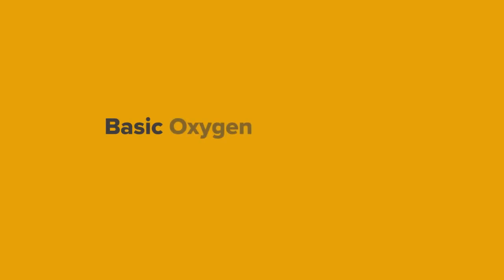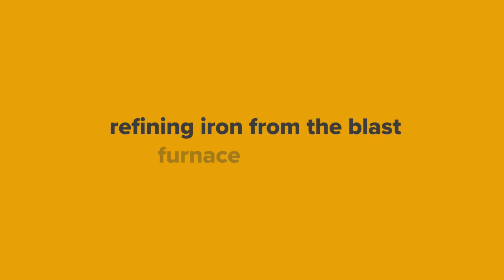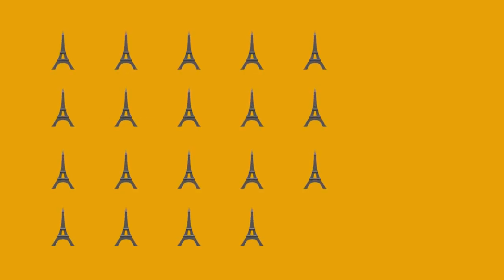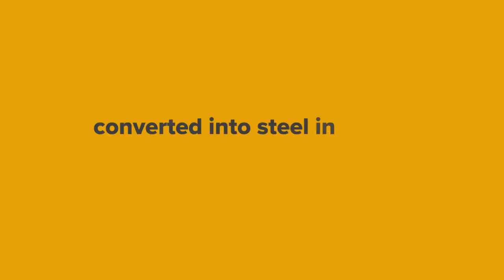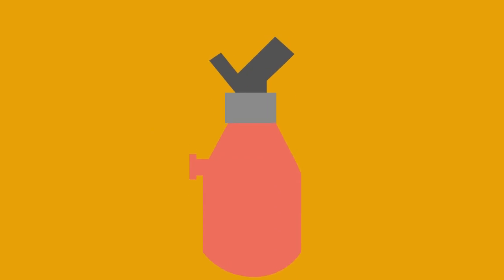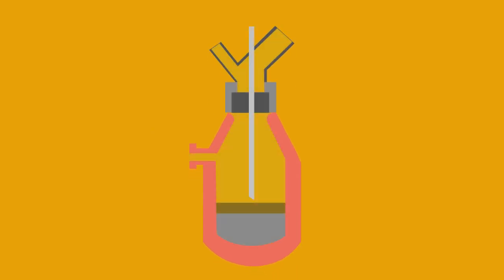Basic oxygen steelmaking is the main batch production process for refining iron from the blast furnace into steel and accounts for approximately 1,200 megatons per year. This is enough steel to make nearly 19 Eiffel Towers every hour. In the basic oxygen steelmaking process, 300 to 350 tons of iron can be converted into steel in approximately 30 minutes. First, scrap steel is put into the vessel, then the molten iron is added.